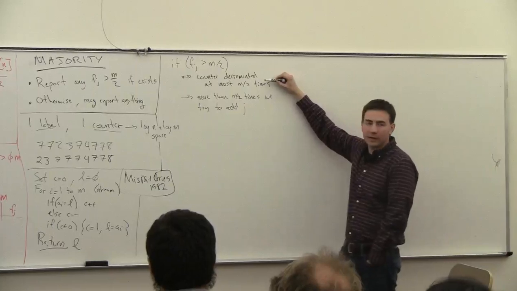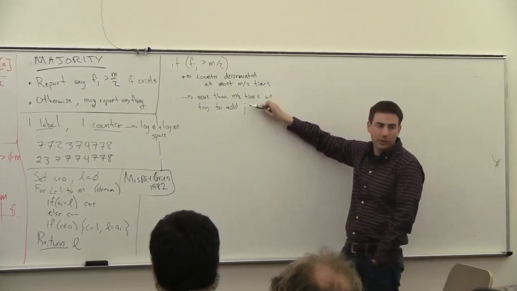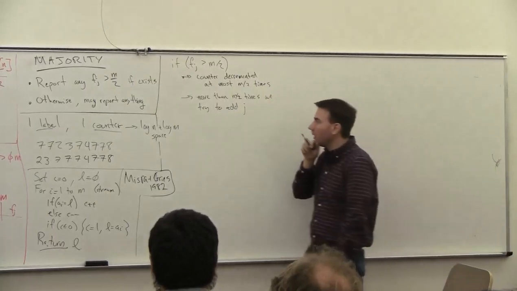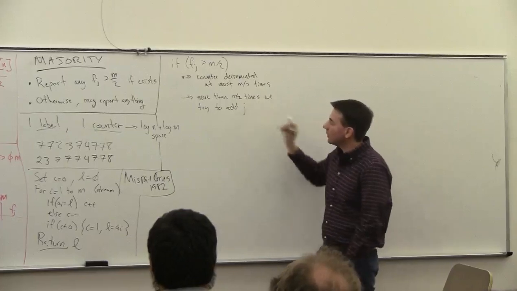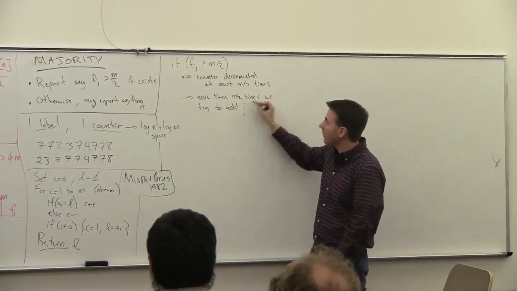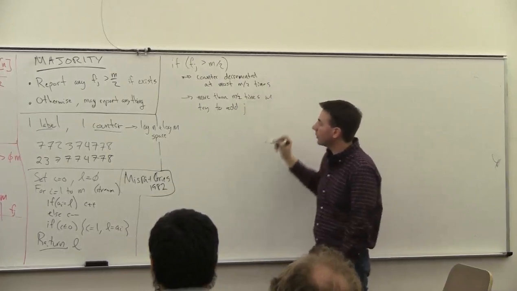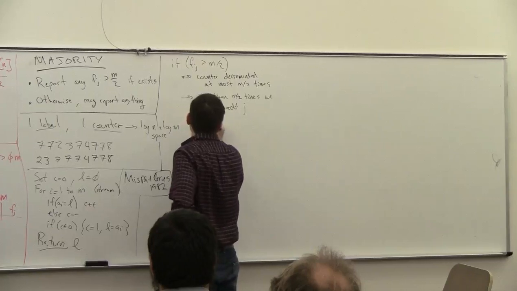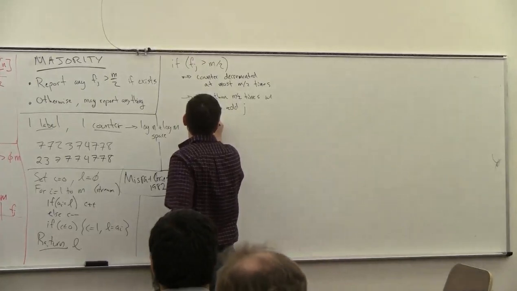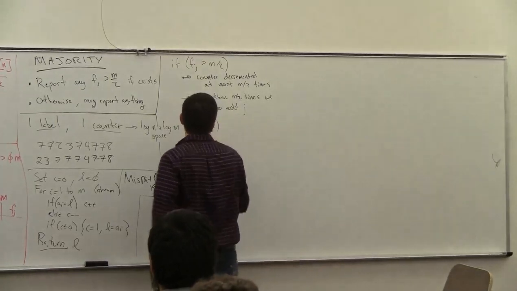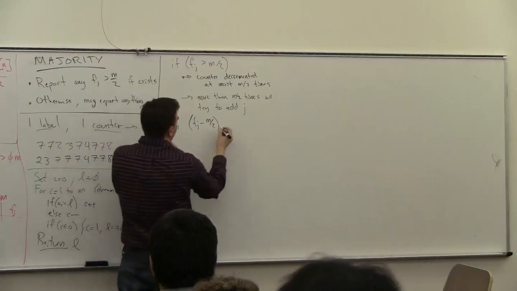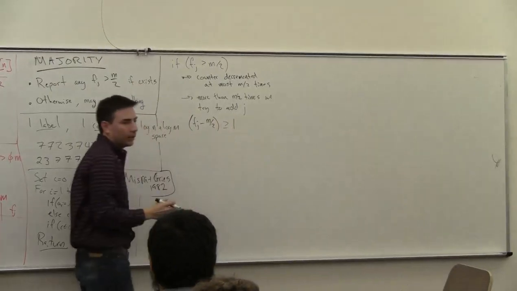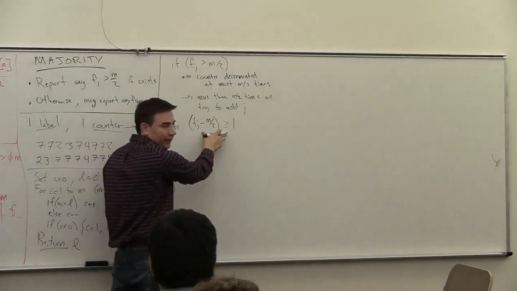If we've tried adding it more than m over 2 times, and it's decremented at most m over 2 times, then at least one of these times we're going to succeed at adding it, right? Because we've succeeded in adding it more than m over 2 times, we're going to have f_j minus m over 2, the number of times it's being decremented, which is greater than or equal to 1. So we're going to have at least this much left in the counter.